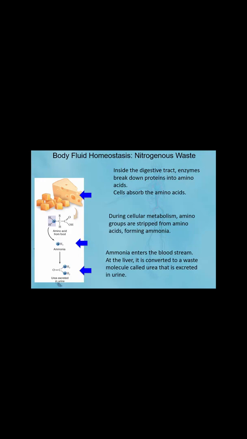So in the digestive tract, enzymes are going to break proteins into amino acids. A good example of an enzyme would be pepsin. During cellular metabolism, little amino groups are stripped from the amino acids, and these form ammonia, which is NH3. Ammonia enters the bloodstream at the liver. It's converted to a waste molecule called urea that is excreted in urine.